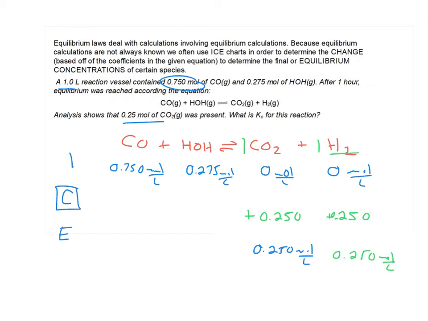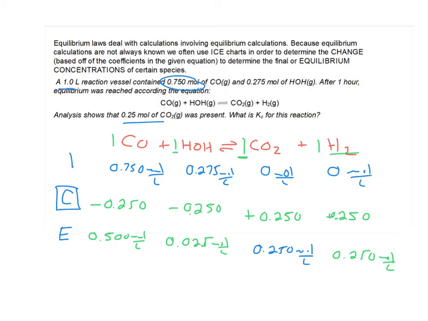Now these are my products. They're going up. I know my reactants are going to go down. The amount they go down by, again, is dependent on their coefficients. Because they also have coefficients of 1, they're going to go down by the same amount that CO2 goes up by. So this one's going to go down by 0.250, and this one will go down by 0.0250. So at equilibrium, I'm going to have 0.75 minus 0.25, 0.500 moles per liter. And my concentration of H2O will be 0.025 moles per liter.